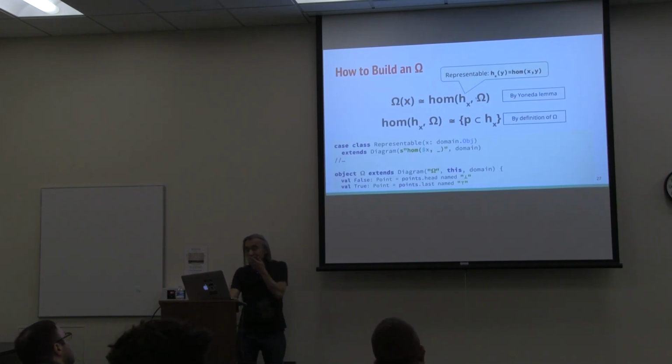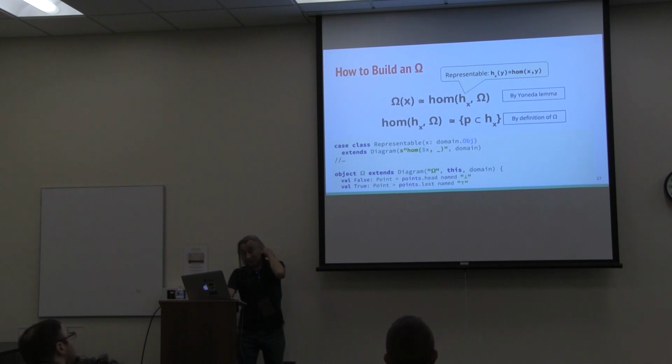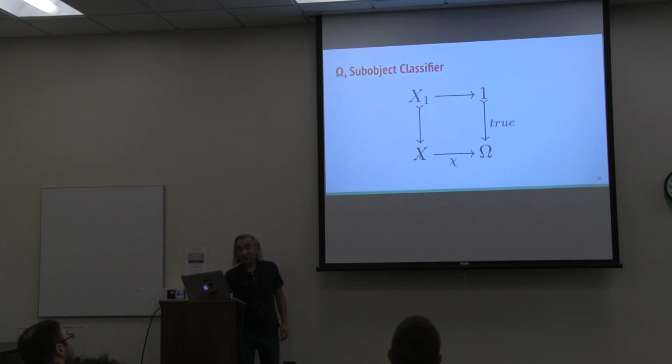Now, we have the Yoneda lemma. By the Yoneda lemma, for any diagram, the value of that diagram on X is just the Hom in our bigger category, consisting of arrows from HX to that diagram. So we need to build, for every given X, the set of all possible arrows from HX to omega. How do we build it? Look at this definition: every arrow from an object to omega is in one-to-one correspondence with subobjects of X.